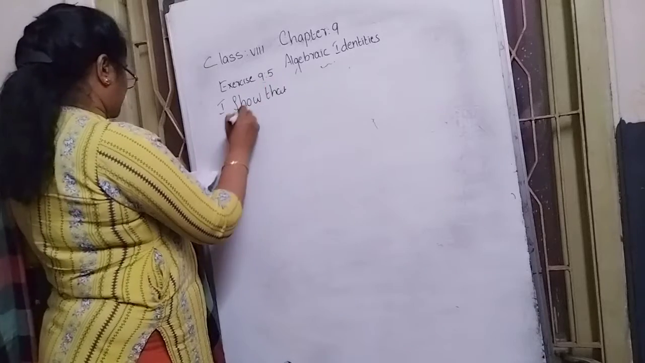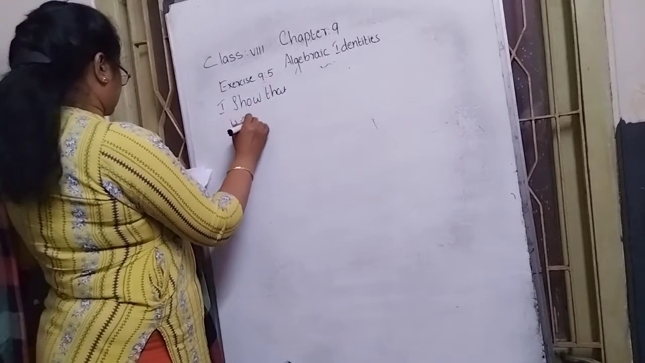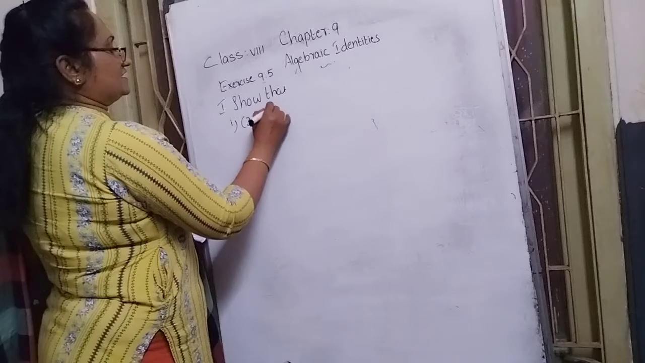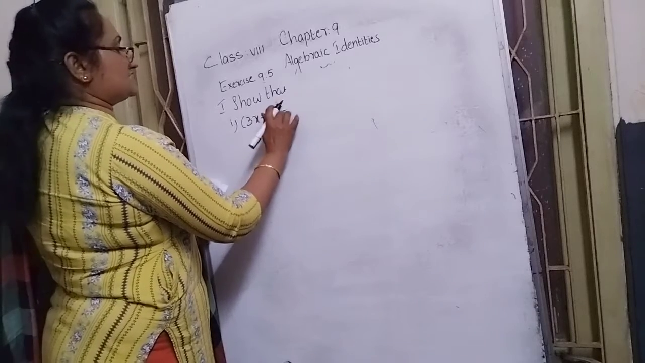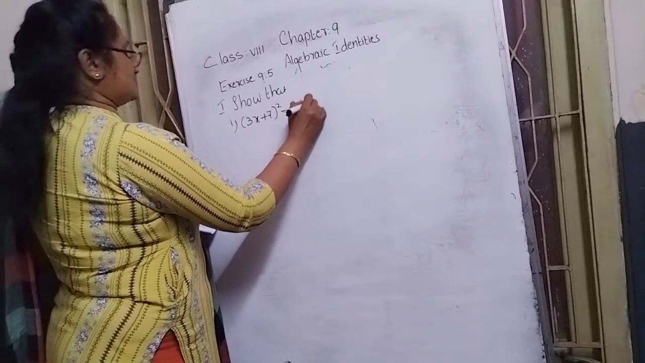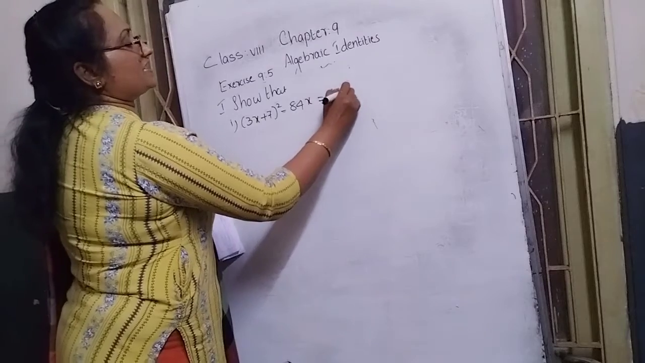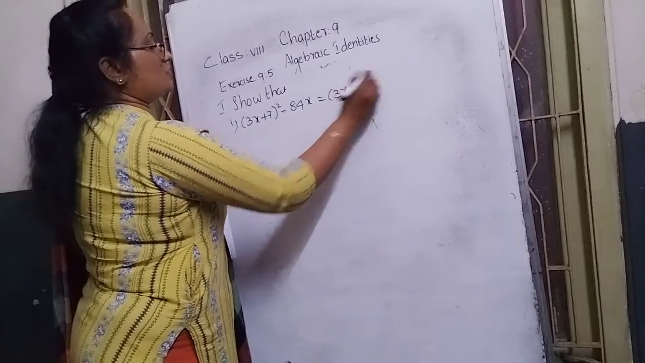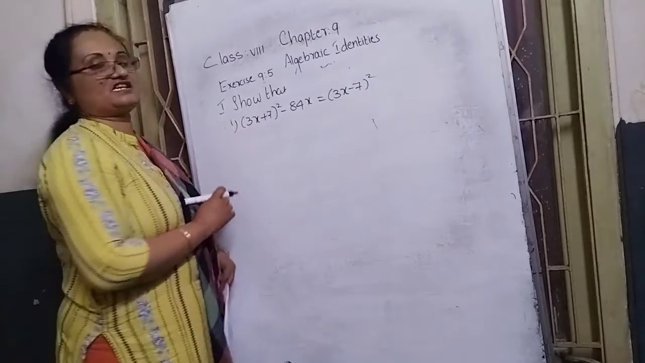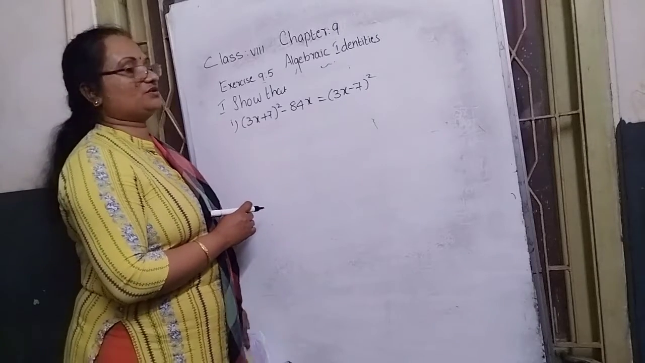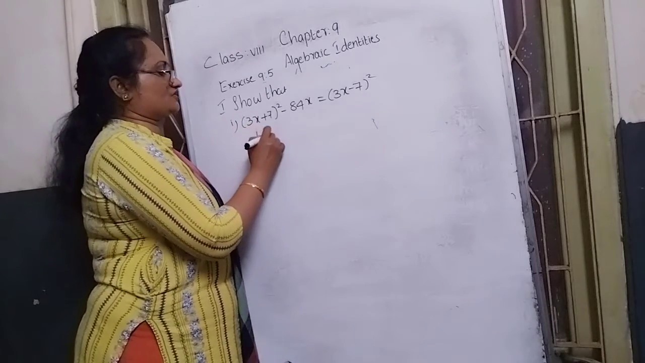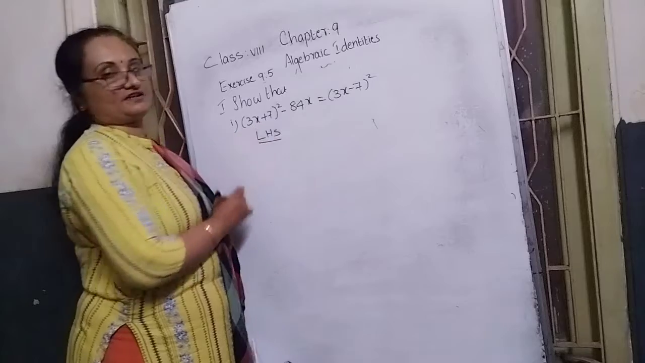First question is (3x + 7) the whole square minus 84x is equal to (3x minus 7) the whole square. In this way the question is given. First, what we want to do: consider the left hand side of the given expression.